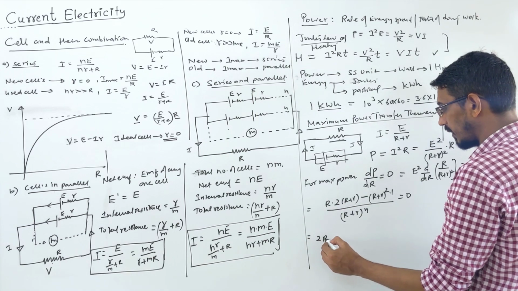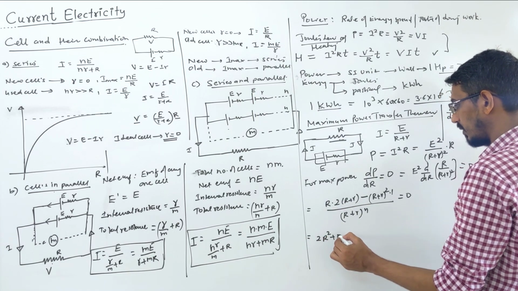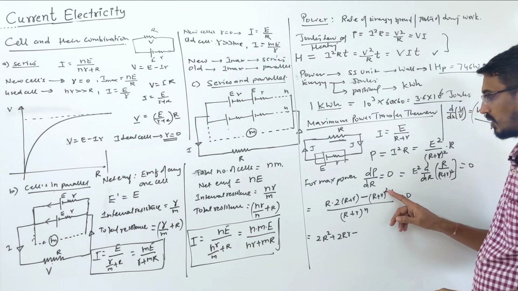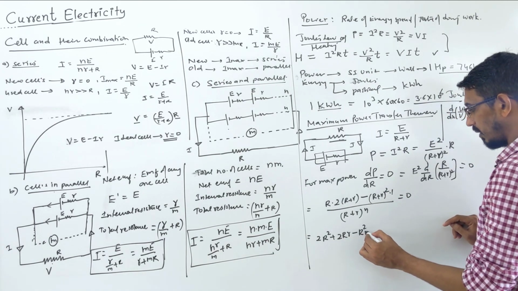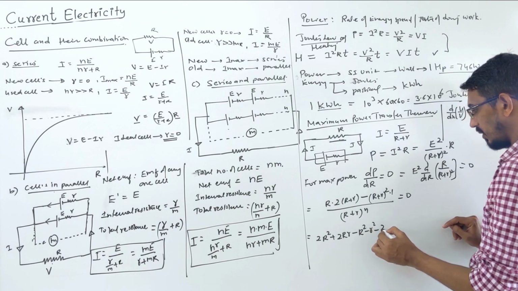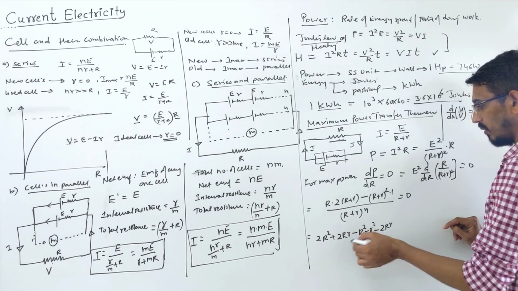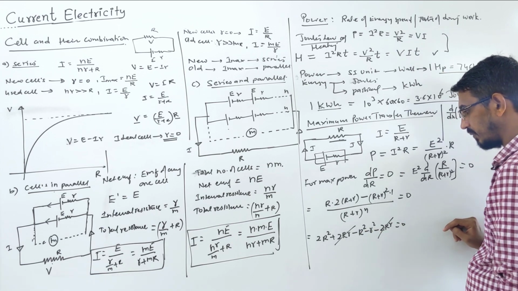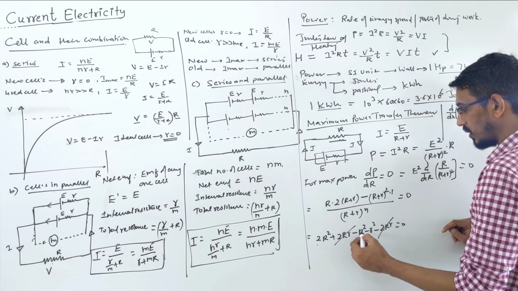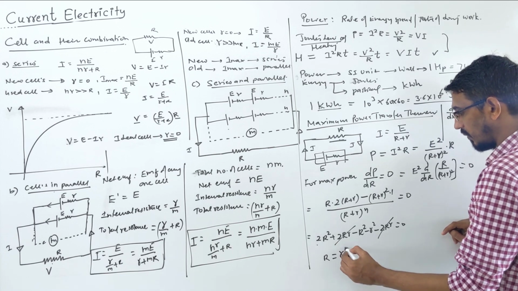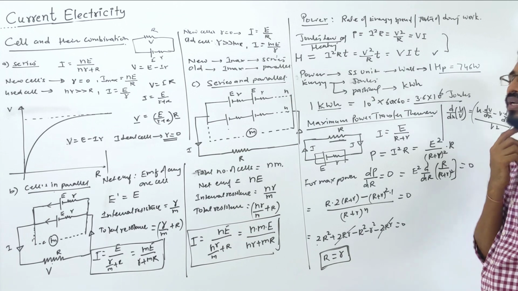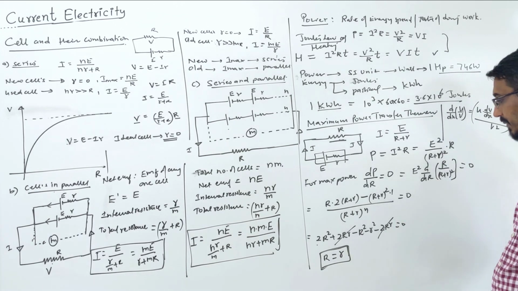What you got: 2R square plus 2Rr minus, let's open this bracket, R square minus 2Rr, all equal to 0. So this term gets cancelled here. 2R square minus R square, so R is equal to simply r. This is the condition at which your circuit will transfer maximum power, or you can say maximum current also is okay.